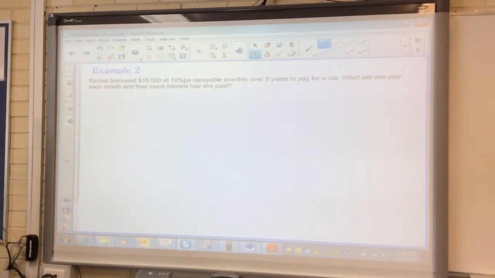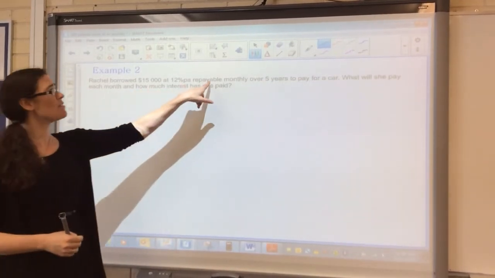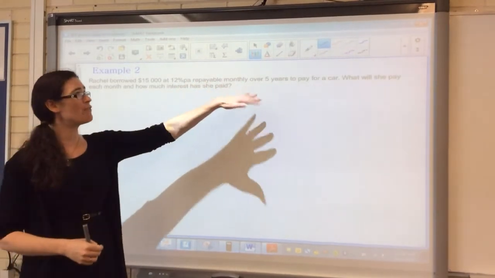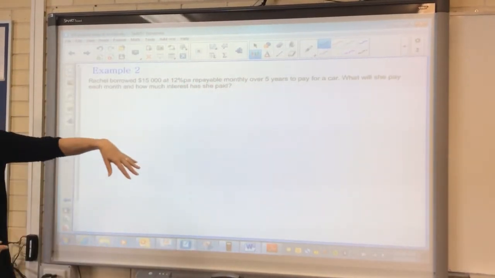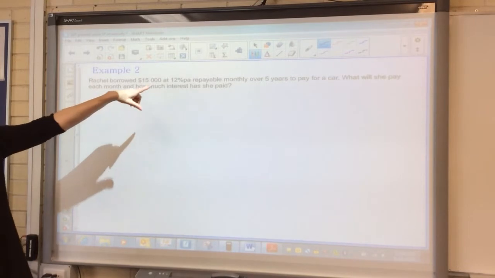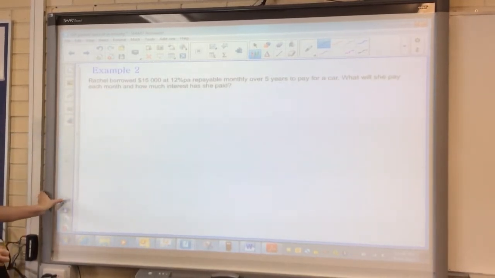Second example, Rachel borrows 15,000. So this time we know the present value. She borrowed 15,000 right now. It's going to be 12% per annum, repayable monthly for 5 years. She bought herself a car. What is she going to pay each month? And how much interest is she going to pay? So we know it's 12% monthly.